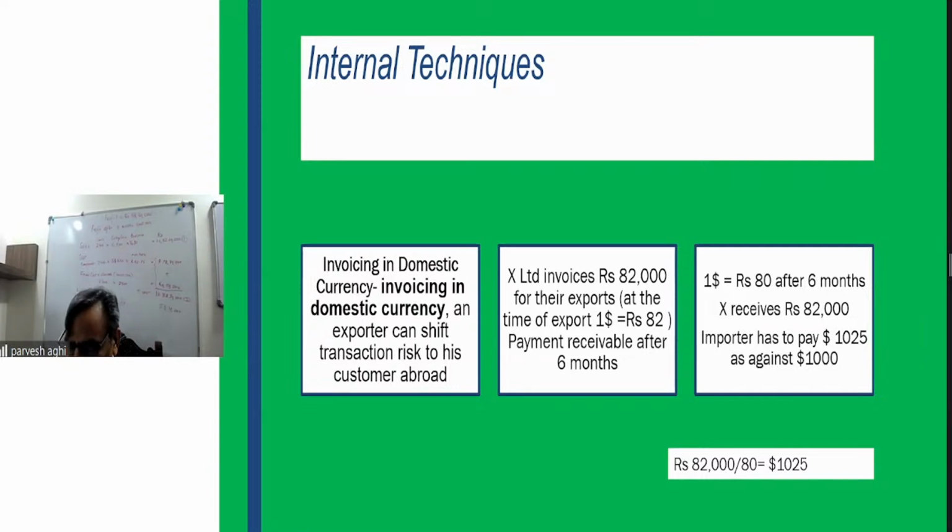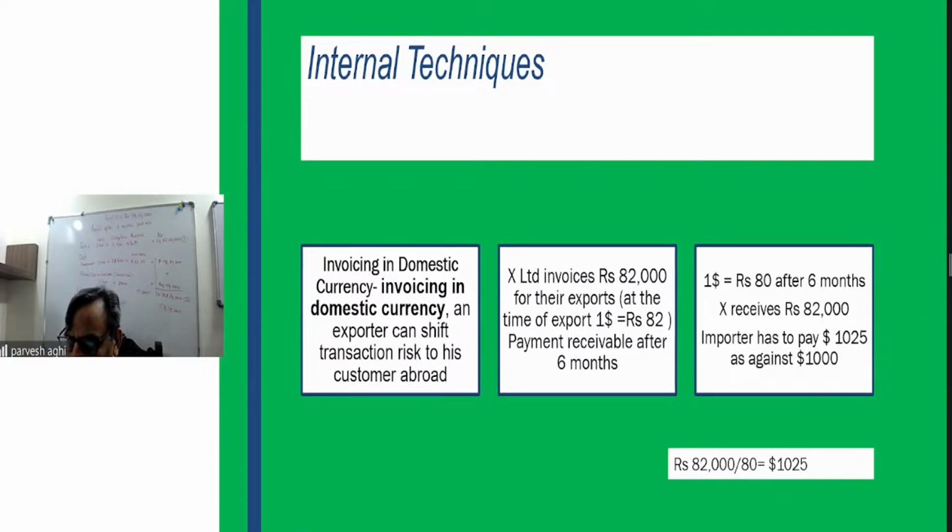So when you are invoicing in rupee terms, you're trying to shift your exposure to someone else, and he happens to be your customer, the importer. So he's going to suffer the loss. But normally it's a very difficult thing to invoice your goods in rupee terms, because no customers or suppliers would like that. But recently the RBI has announced that you can invoice in Indian rupees.